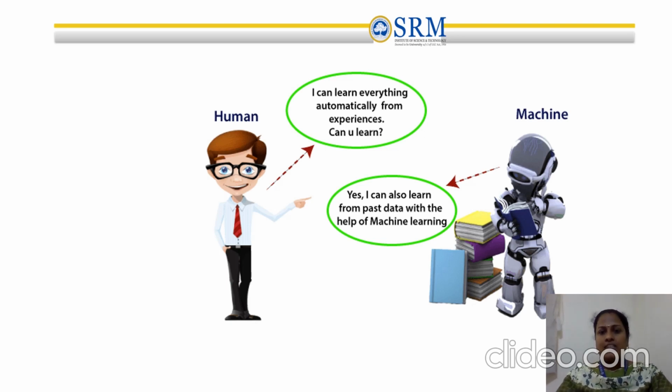The human can learn everything automatically based on their past experience. Similarly, is it possible in the same way the system can also learn something? Yes. A system can also learn something from the past data with the help of machine learning algorithms.